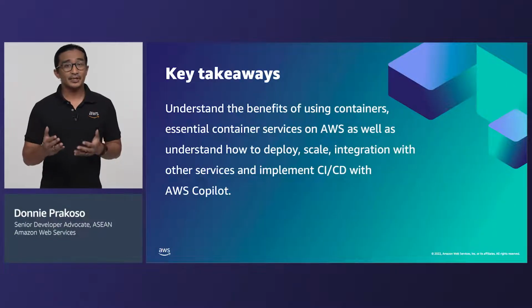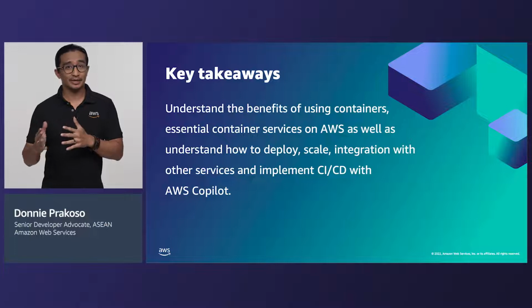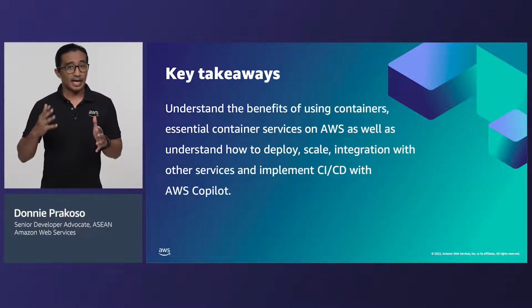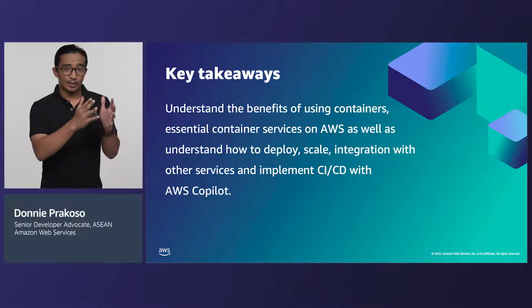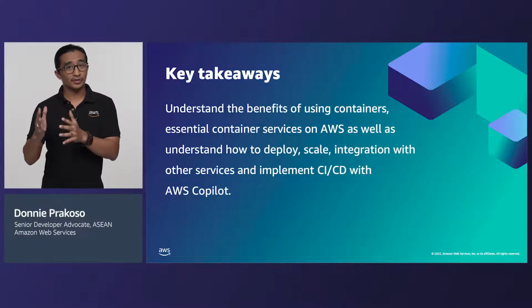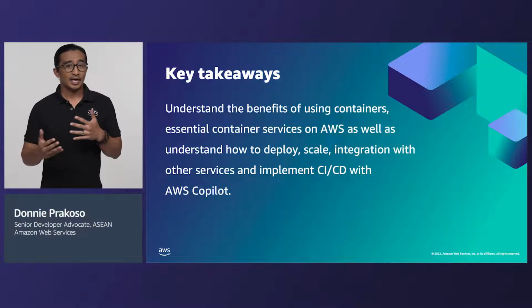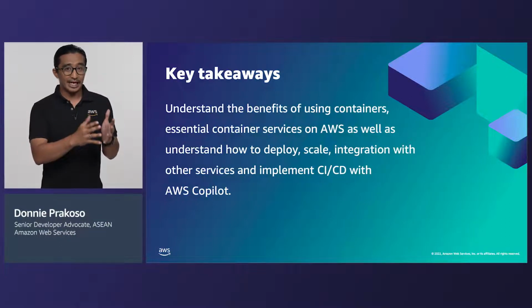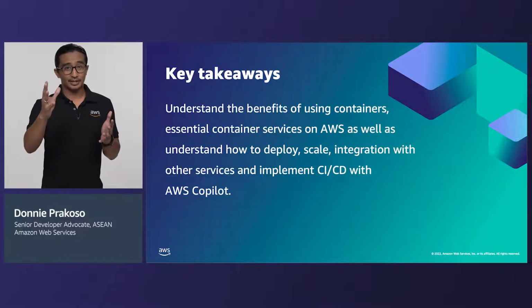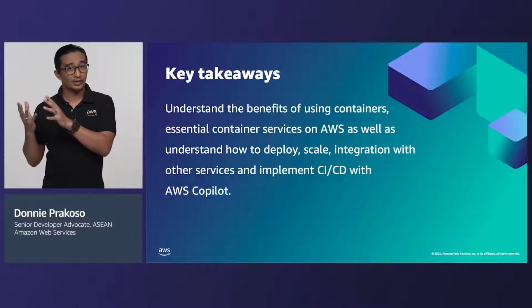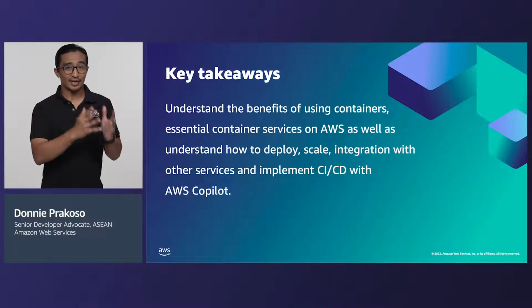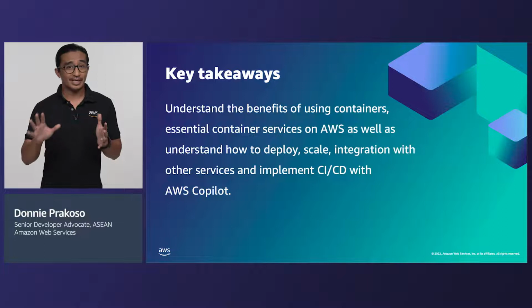After this session, you will have a good understanding of the overall essential container services on AWS. And you will be able to identify which service you can use for your development workflow. You will also understand how to use AWS Copilot to deploy and operate your applications into Amazon ECS and AWS Fargate, and some of the most common cases such as deployment, scaling, integration, as well as implementing CI/CD.